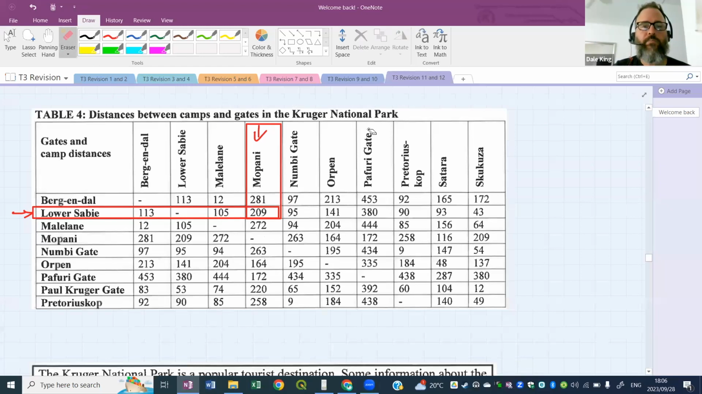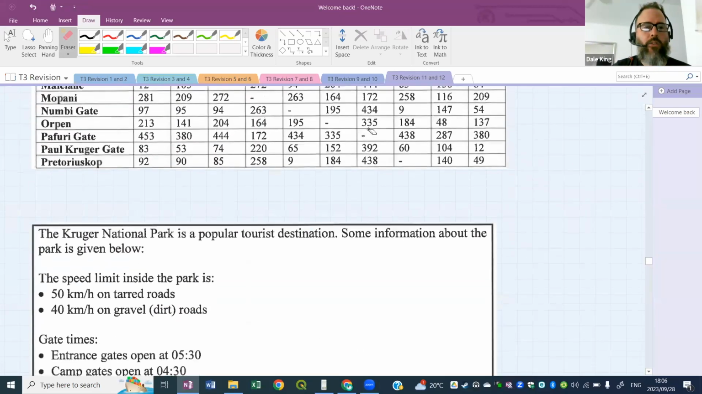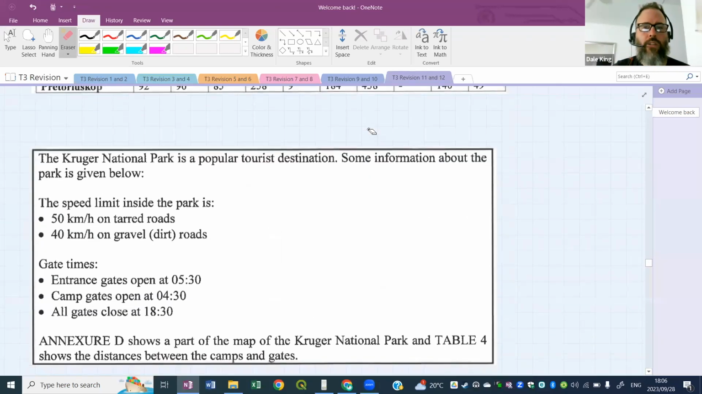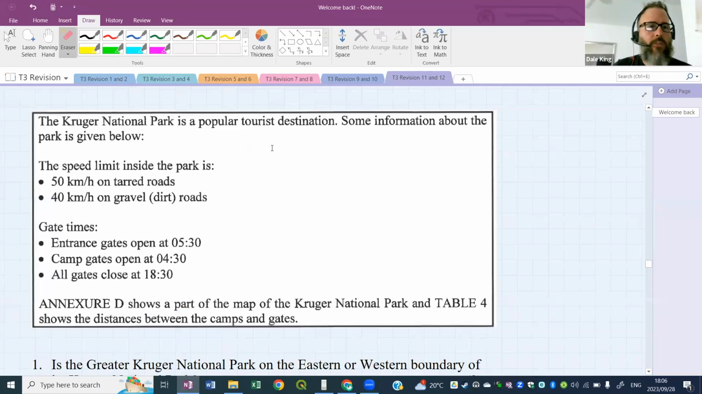All right. Let's see. The Kruger National Park is a popular tourist destination. Some information about the park is given below. The speed limit inside the park is 50 kilometers per hour on tar and 40 kilometers per hour on the dirt. The gate times: entrance gates open at 5:30. Camp gates open at 4:30. All gates close at 6:30.